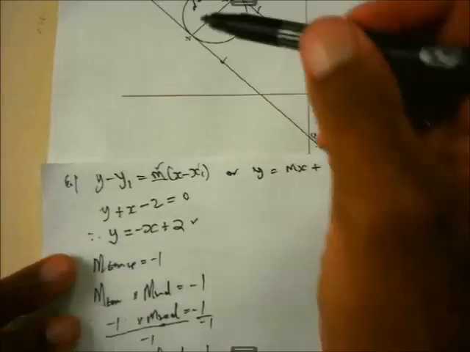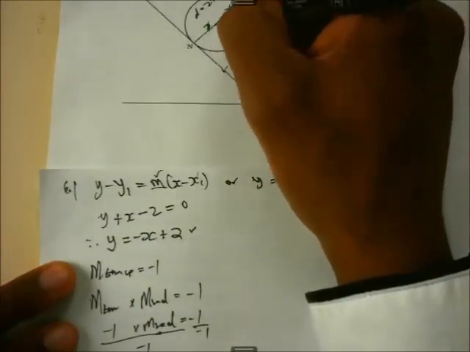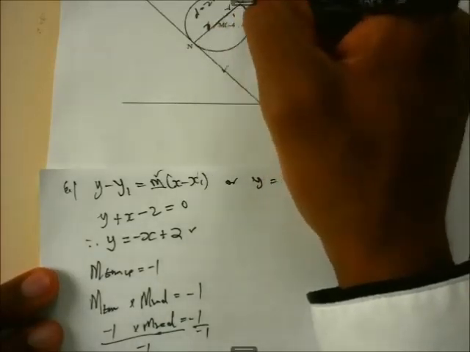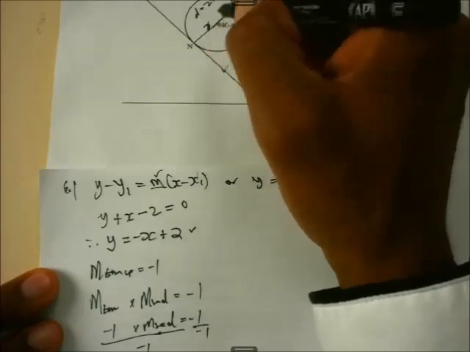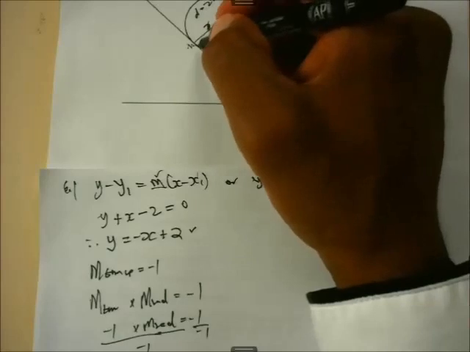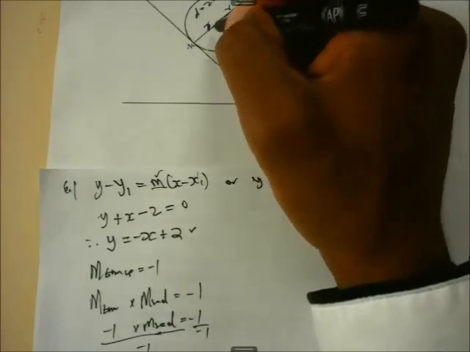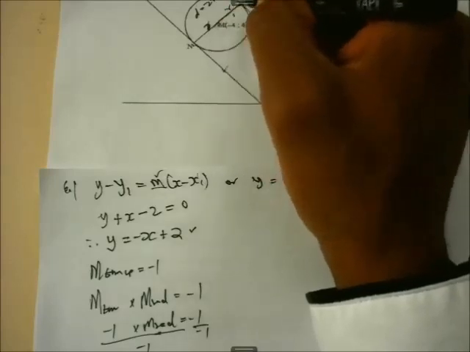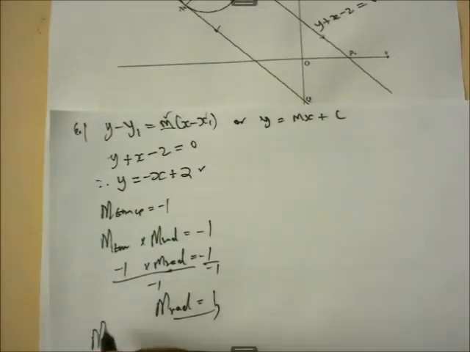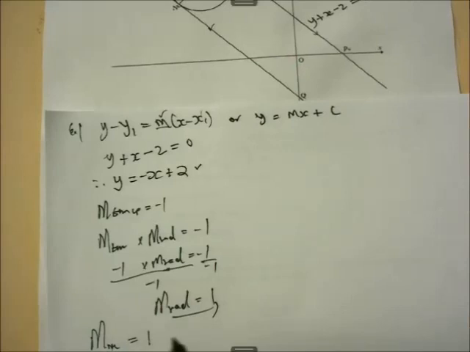Right, now we know that the gradient of this line here is positive 1. Of course, if this is a diameter, we can say L, M, and N are on the same line. It means these points are collinear. If these points are collinear, then the gradient of LM is equal to the gradient of MN, or the gradient of LM is equal to the gradient of LN. Therefore, the gradient of NL is equal to +1.